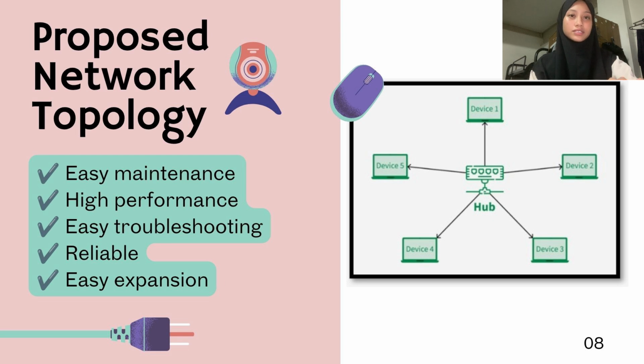stable network connection. Another advantage is easy troubleshooting. If one computer or network cable fails, only that device is affected, while the rest of the network continues to operate normally. In addition, it is reliable and supports future expansion. New computers can be added easily without affecting the existing network, making it a practical and cost-effective solution for SK Machang 1 computer laboratory.